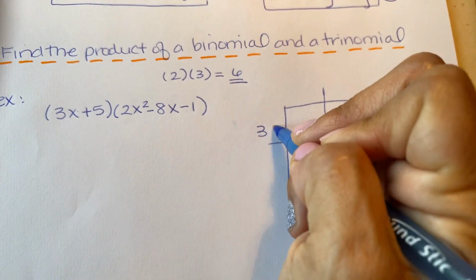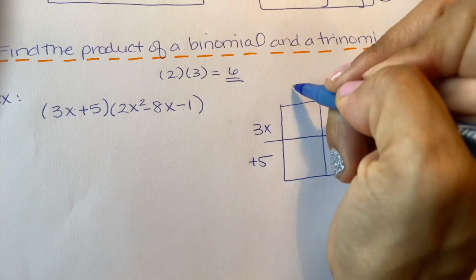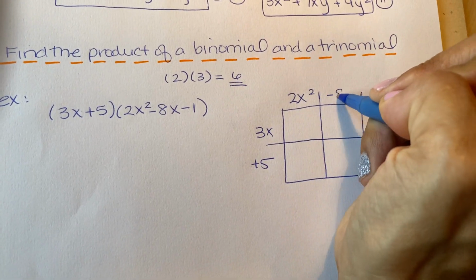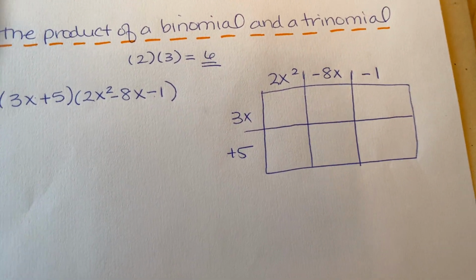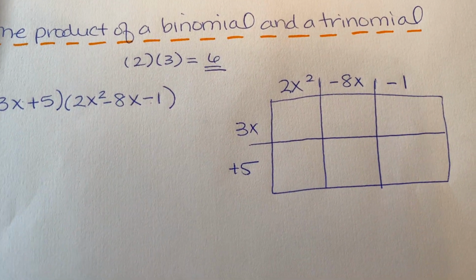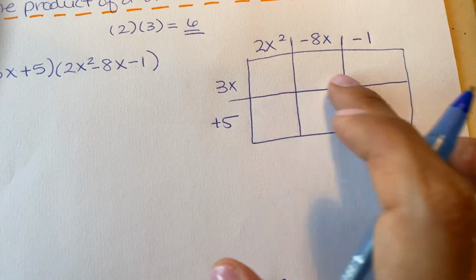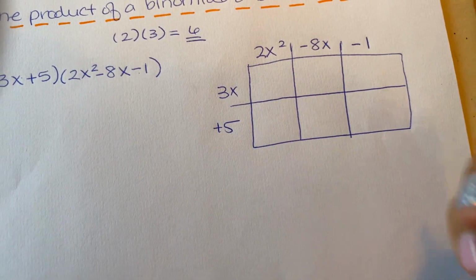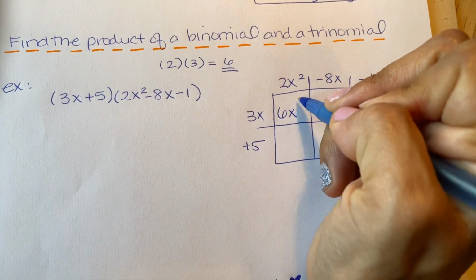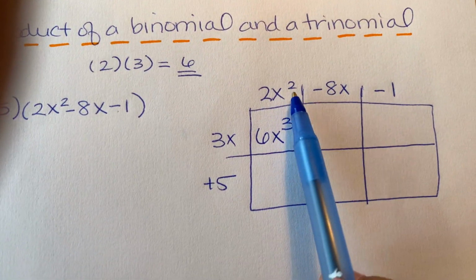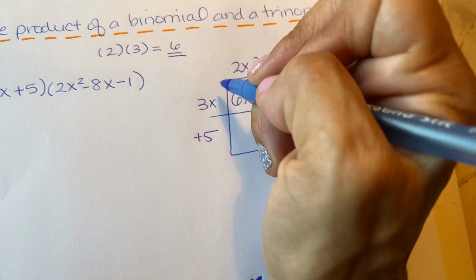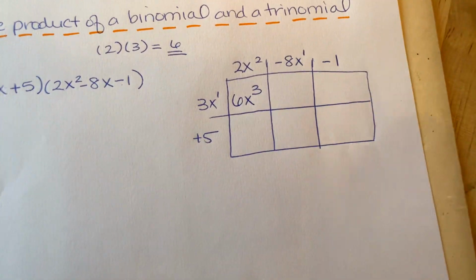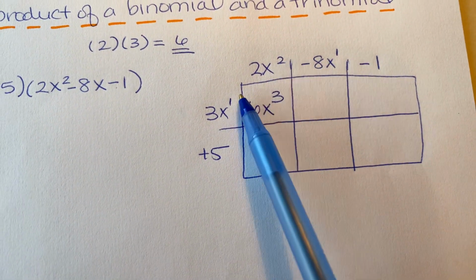So this would be 3x plus 5, and this would be my 2x squared minus 8x minus 1. I'll just do this method first. And then each square or each cell is a product of the row and the column, right? So this would be 6x cubed, right? Because this is a 2, that's a 1. 1 plus 2. And if it makes you more comfortable writing in the 1, write the 1. So 2 plus 1 is 3.